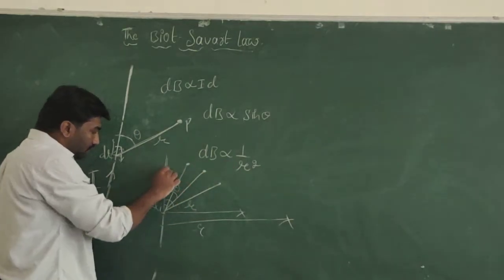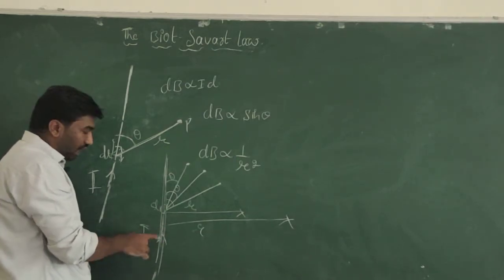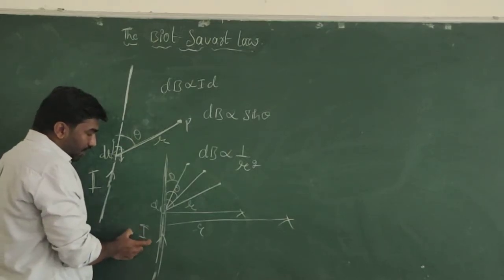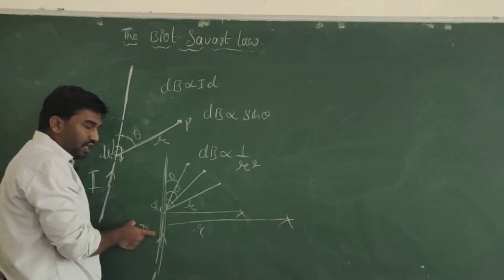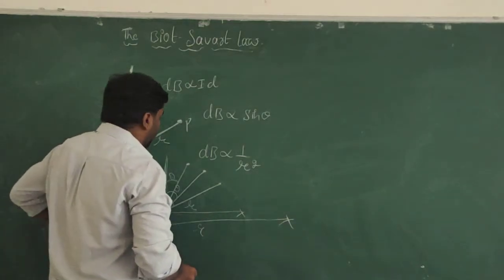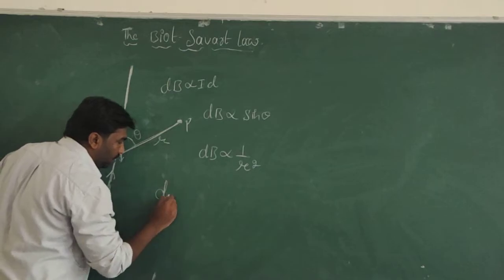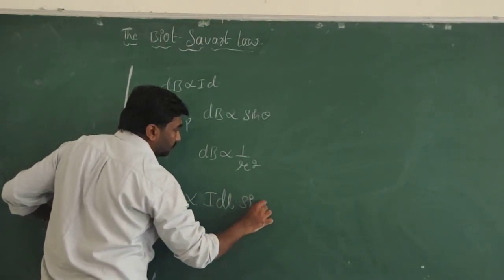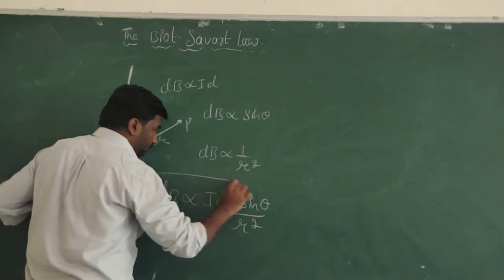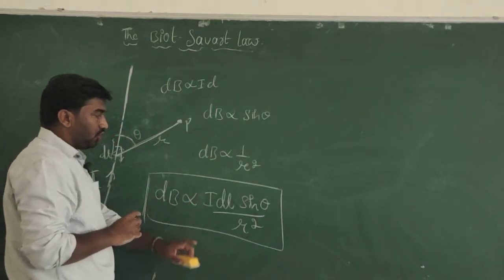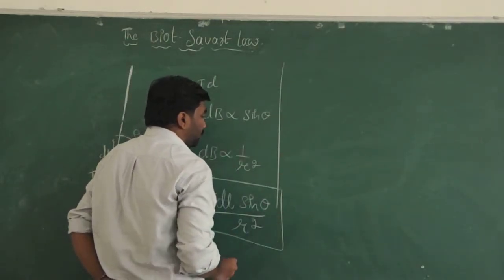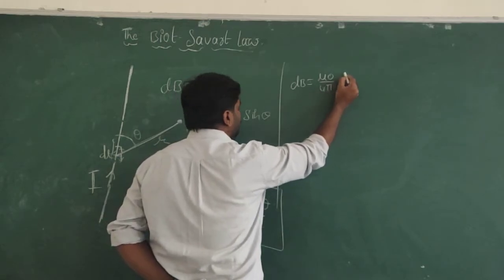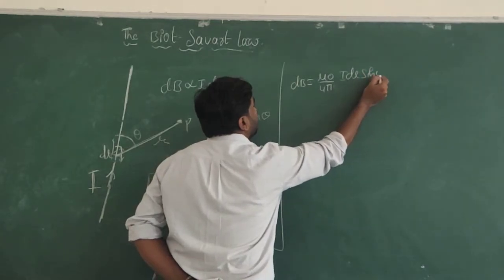It varies like this, and it depends on the magnitude of I. If the magnitude of the current is more, the magnetic field produced by this moving current is also more. If the magnitude of this steady current decreases, the magnetic field produced by it also decreases. So overall we can write: dB is directly proportional to I dl sin theta divided by r square, and with the proportionality constant, dB is equal to mu naught divided by 4 pi into I dl sin theta divided by r square.